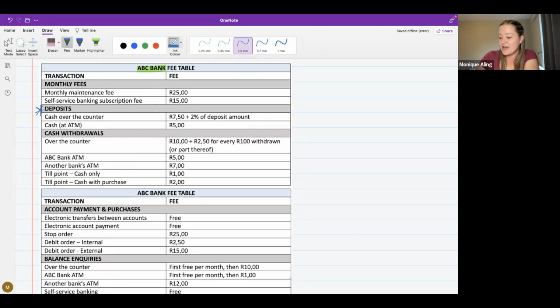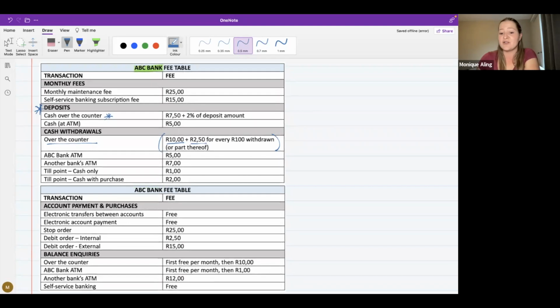We have something called cash over the counter. Over the counter means that you're physically walking into the bank and you're going to talk to someone at the counter at the bank. And then cash is also known as the ATM. That's when you just go to any ATM and you deposit money into it. Then cash withdrawals, again, over the counter. That is when you go physically to the bank, and they give you a breakdown of what it entails. So it's 10 Rand plus 2.50 Rand for every 100 Rand withdrawn or part thereof.